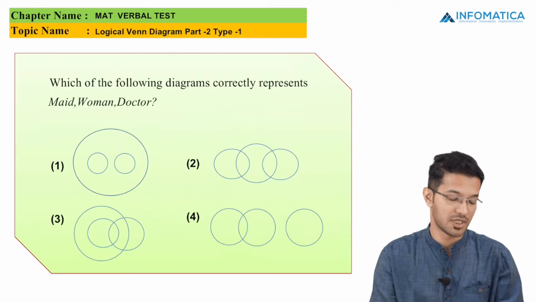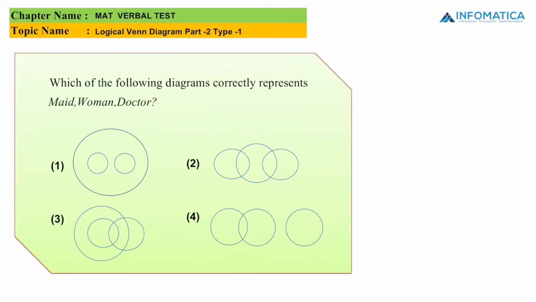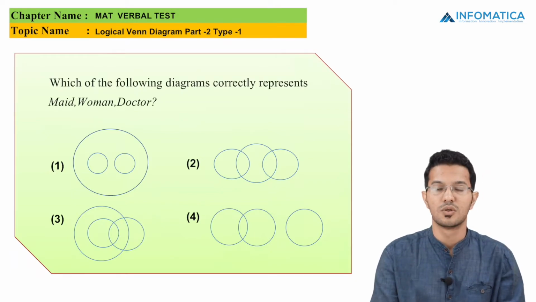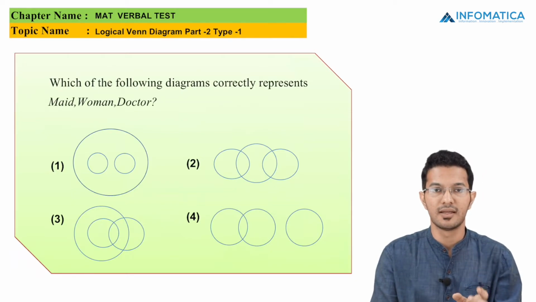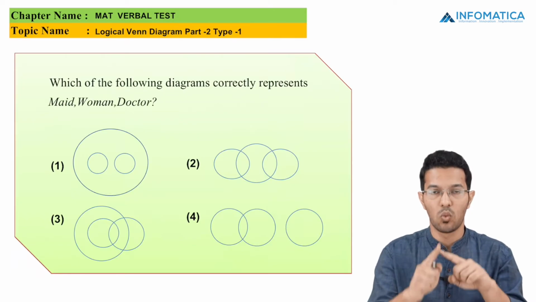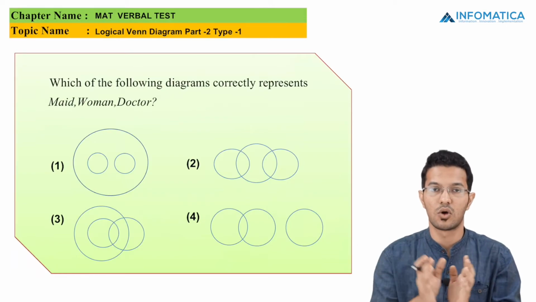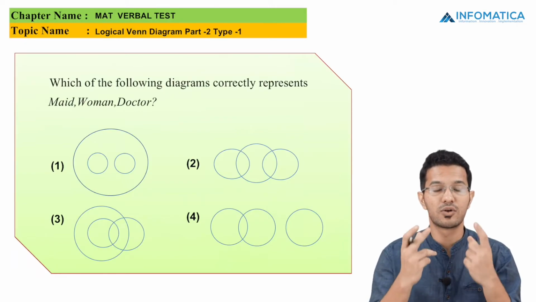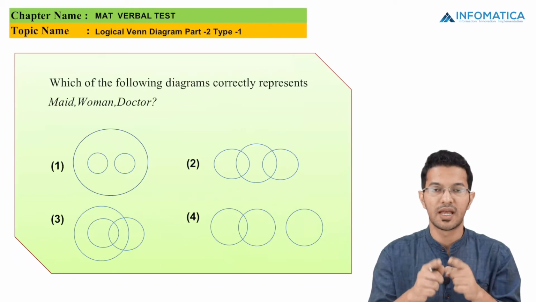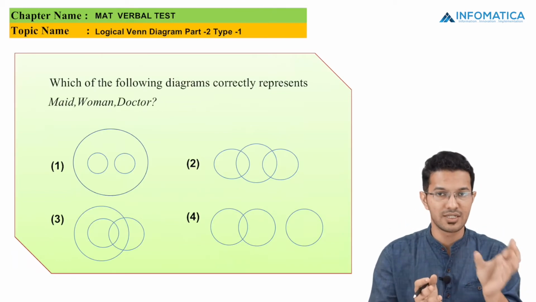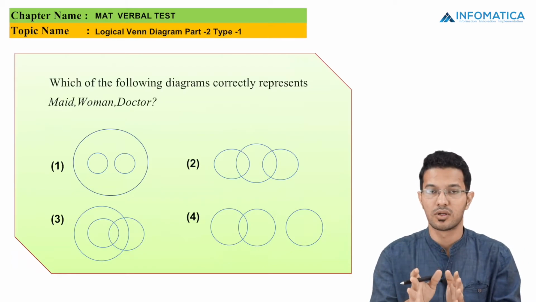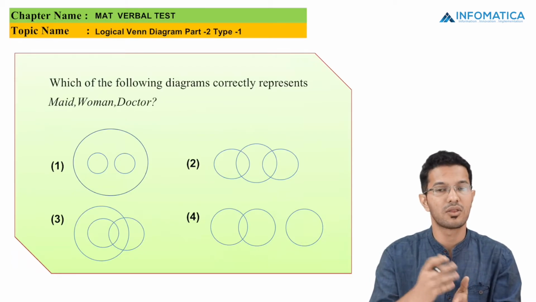Now let us look at the next MCQ. It says, which one of the following diagrams correctly represents a maid, a woman as well as a doctor? So students, I can say that a maid is a woman, but a doctor may or may not be a woman. So I will have one big circle and 2 smaller circles consisting of a maid and a doctor. So now how will I draw it? I will have one big circle, in that I will have a woman. Next to it I will be having a doctor which may consist of a male doctor or a female doctor.